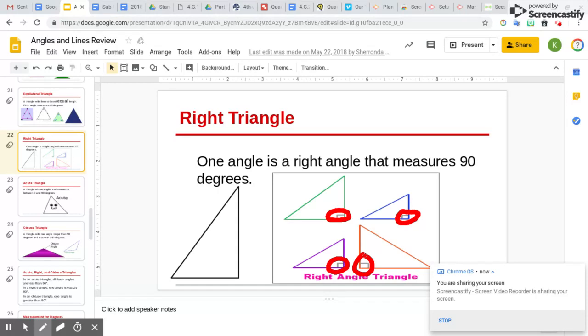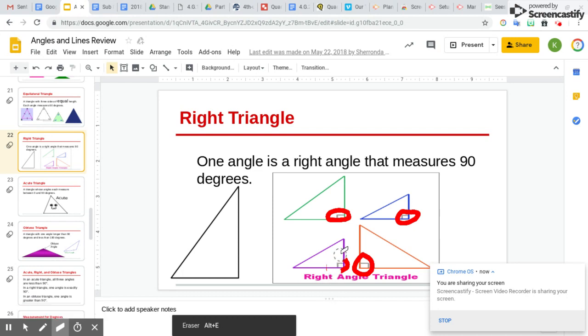Okay, so again, what is a right triangle? It is one angle is a right angle that measures 90 degrees. Only one. Okay, so if we have more than one right angle in a triangle, I'm telling you now, it is not a right triangle. Okay, so it's only one. All right, so let's remember that.